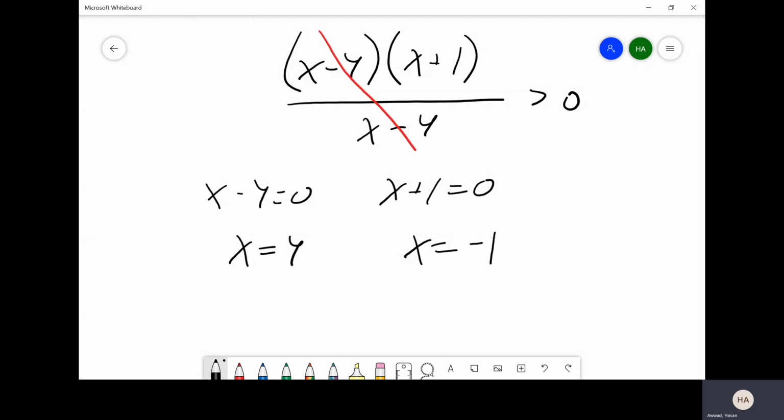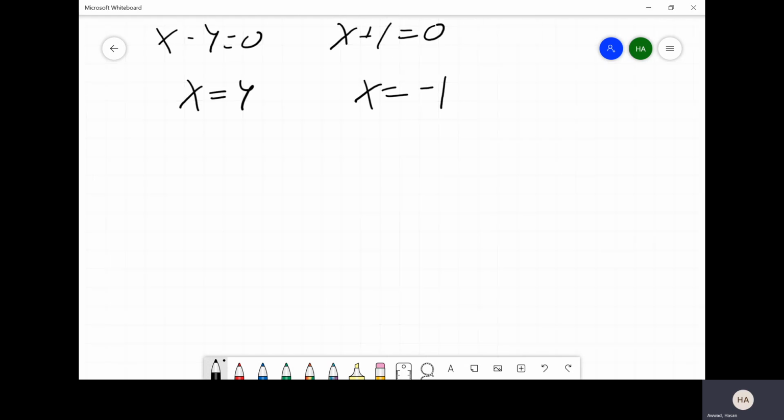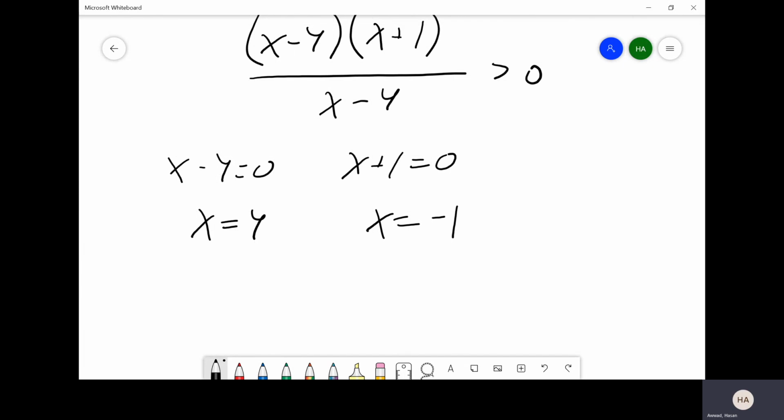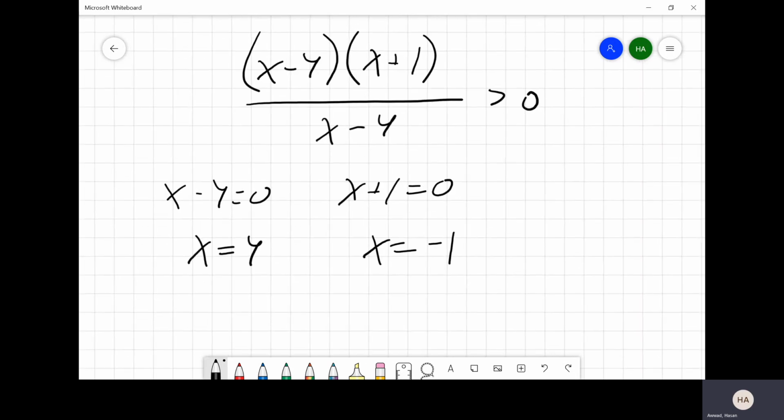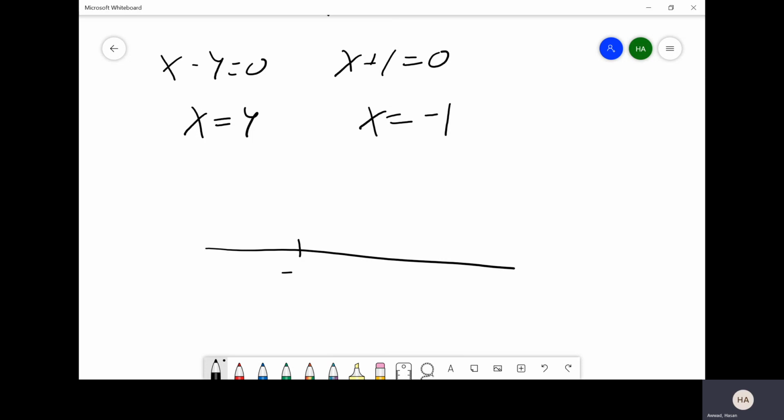I was trying to get rid of that red line. What I'm trying to do is get all of the intervals that I care about that I need to test, right? So if I crossed out x minus 4 up top and bottom, then I'm essentially crossing out an entire interval, and we can't have that. So we're going to keep the x minus 4 on the top and the bottom. We're still going to plot negative 1, and we're still going to plot the 4 here.